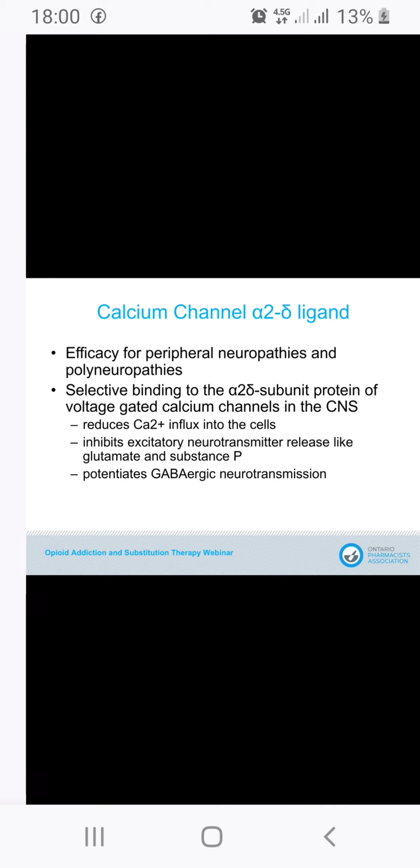The next big class, I would say, is your anticonvulsants, or more particularly the calcium channel alpha-2-delta ligand inhibitors. This class of medications is effective for peripheral neuropathies as well as polyneuropathies. They bind to the subunit of voltage-gated calcium channels in the CNS, and essentially it helps to reduce calcium influx into the cell. So you need calcium influx to perpetuate the nerve signal, or perpetuate the pain signal, up towards the central nervous system. By inhibiting excitatory neurotransmitters like glutamate and substance P, it is also helpful in terms of that hypersensitivity of the central nervous system, and then it potentiates GABAergic neurotransmission.